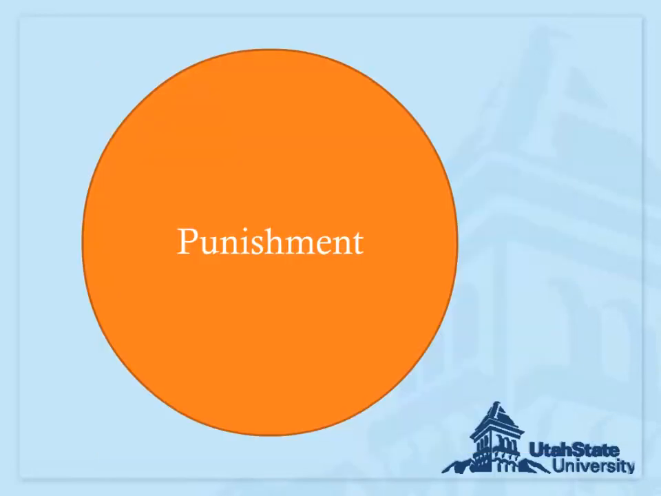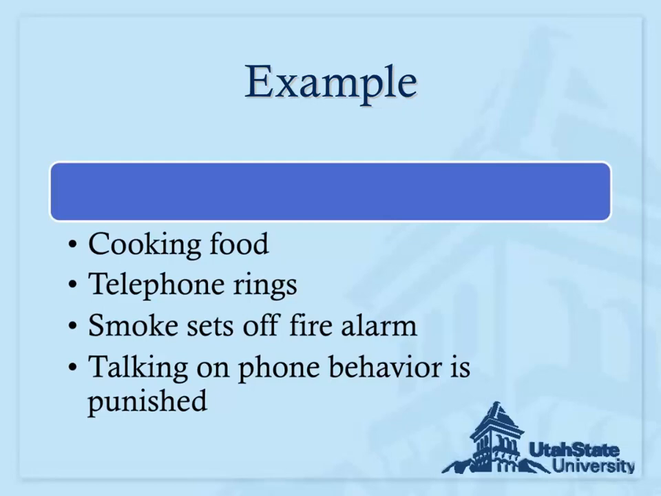Next, we will discuss punishment. To start off, punishment occurs naturally. Even if no one else is present, there are still naturally occurring aversives that punish behavior.